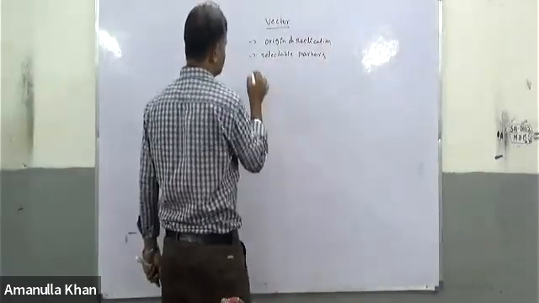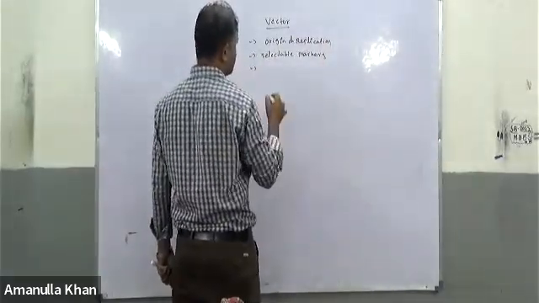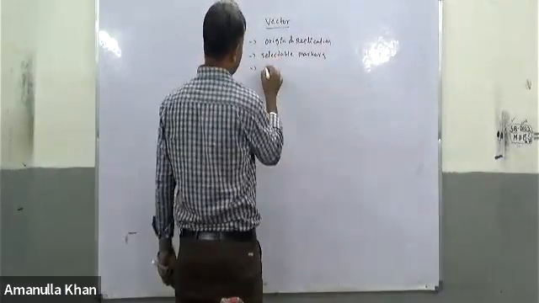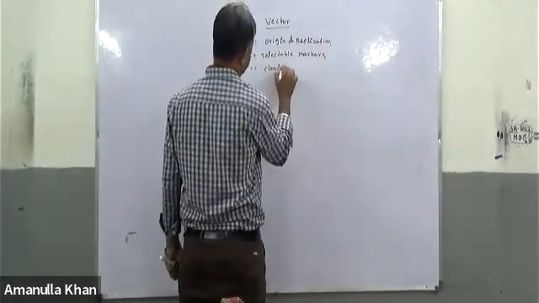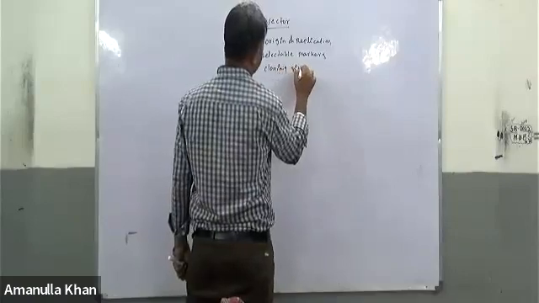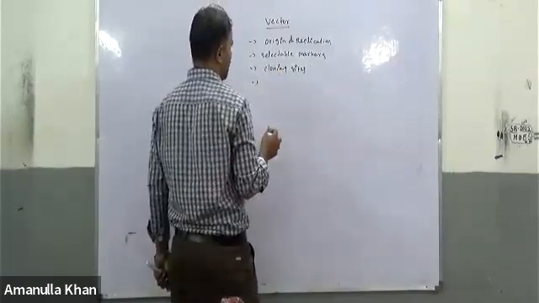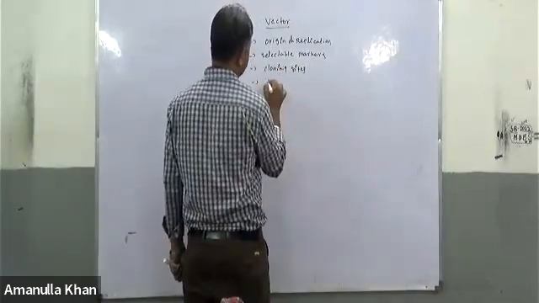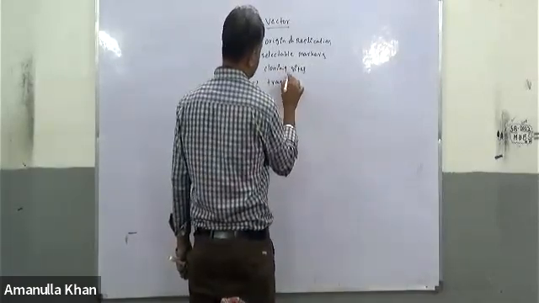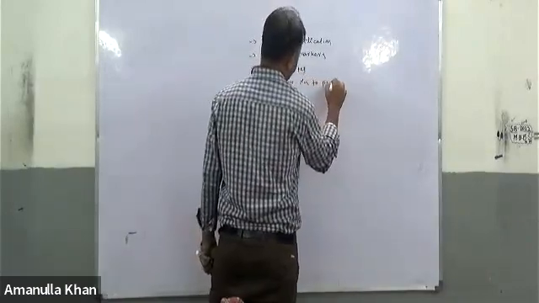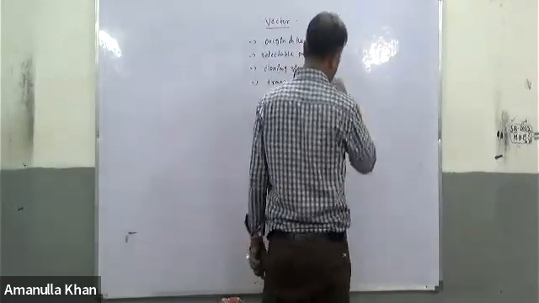Selectable markers, and the third one is cloning sites. The first is the origin of replication, the second is selectable markers, and the third one is cloning sites, used to transfer the gene into plants and animals.